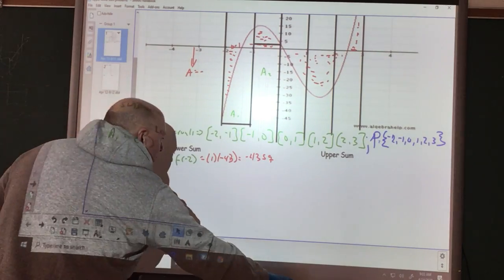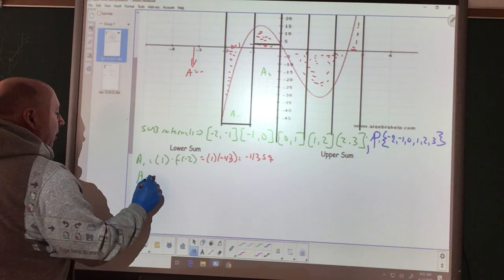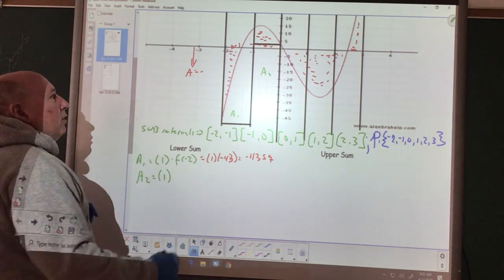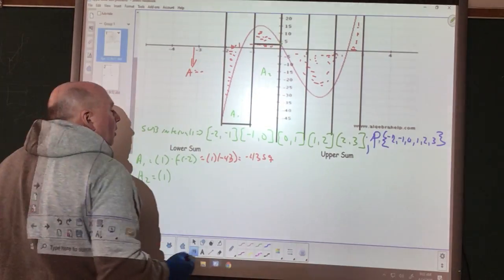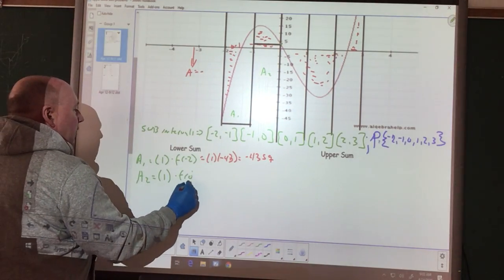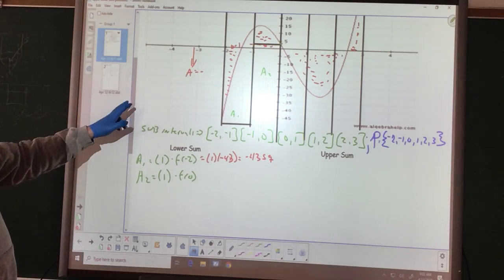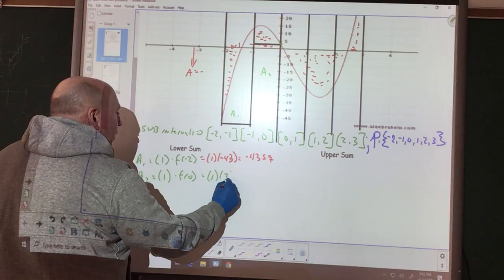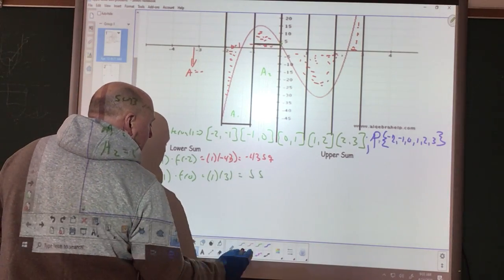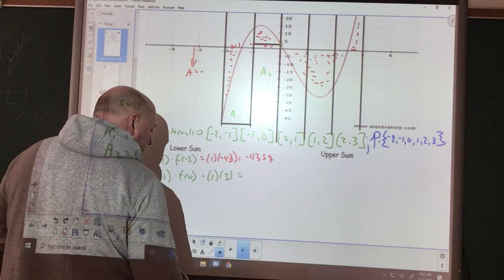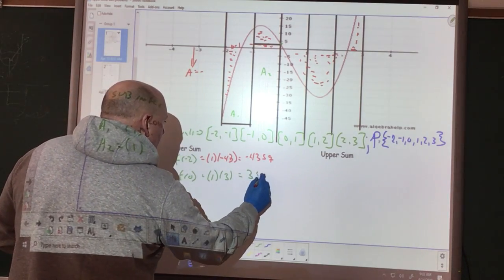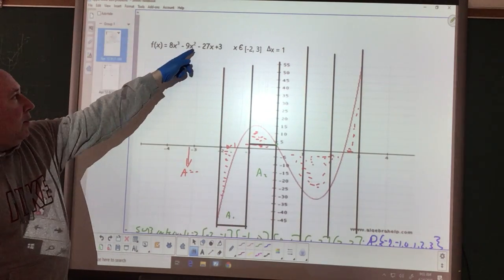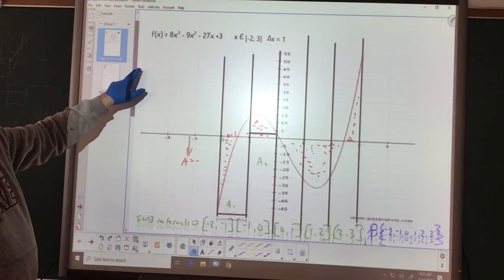So in my A2, my base is still a value of 1, but my function value is this function value right here, which is my function value at 0. Well, my function value at 0 is a value of 3, so this is 3 squares. If I put in my function value of 0, I get a value of 3.